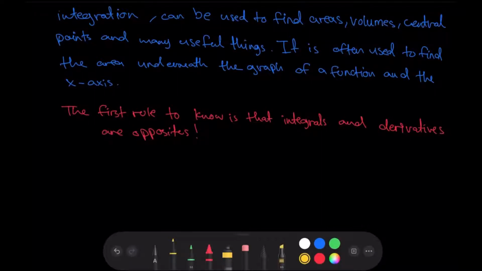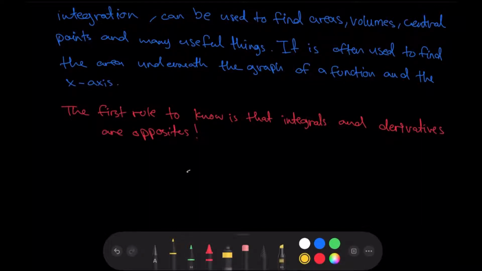Integration can be used to find areas, volumes, central points, and many useful things. It is often used to find the area underneath the graph of a function and the x-axis. The first rule to know is that integrals and derivatives are opposites.